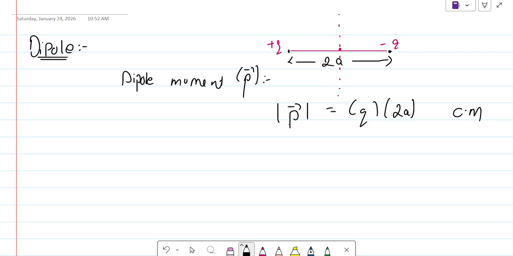Now, what does this dipole moment signify? It signifies the strength of the system, the weakness and the strongness of the system. It gives a quantitative aspect to the given system. Because it's a vector quantity, the direction of the vector is from the negative charge towards the positive charge always. Okay, so this is your dipole moment vector. It is generally symbolized by using a unit vector, that is p cap, which signifies the dipole moment vector from negative charge to the positive charge.